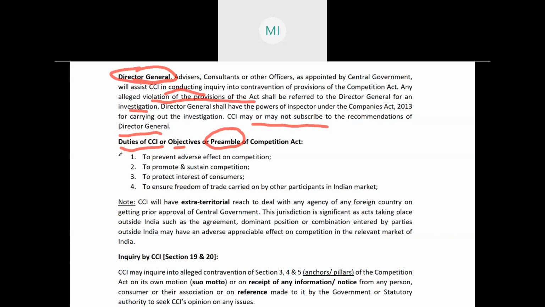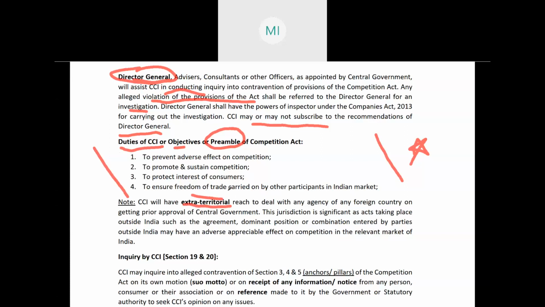Whether it prevents adverse effect on competition, whether there is promotion and sustenance of competition, whether it is acting in the interest of consumers, or whether there is freedom of trade. So this is what you can write. This is the basic preamble or presumption under which the whole act operates. This is very, very, very important. Also, what you have to remember is that CCI also has an extraterritorial reach.